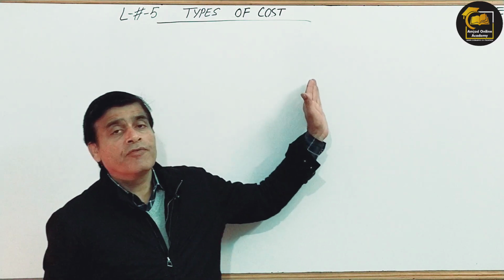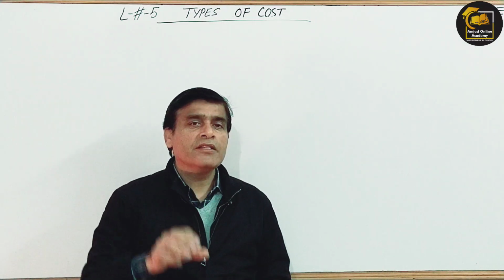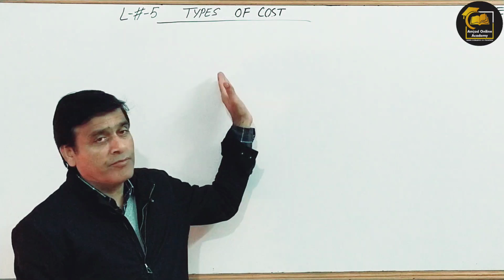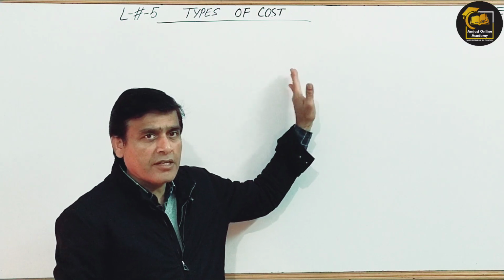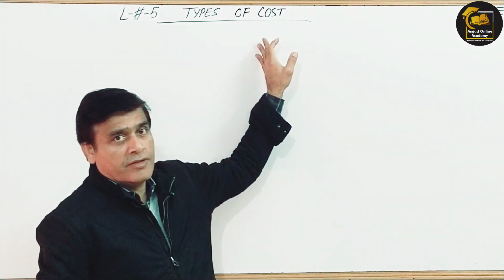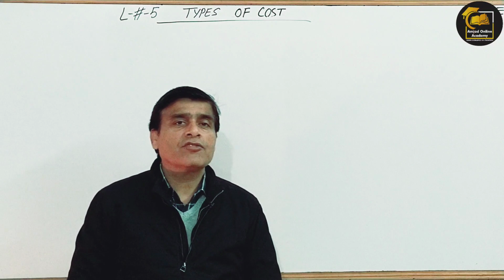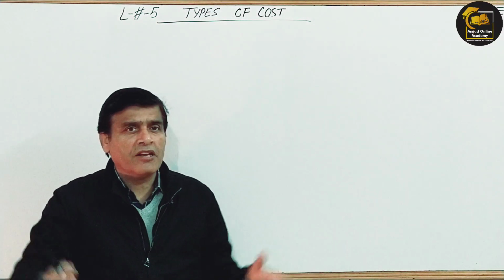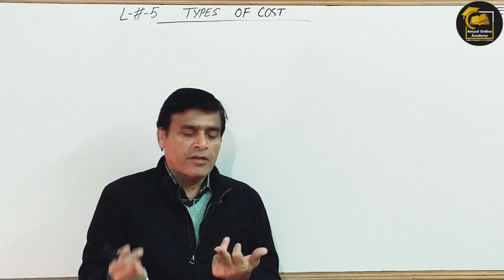As you already know if you're watching my videos since the beginning, we are discussing the main subject, management accounting. In the previous lecture we discussed the meaning and concept of cost. Today we will discuss the types of cost, specifically the secondary classification, because there are two main classifications of cost: one is primary and another is secondary.